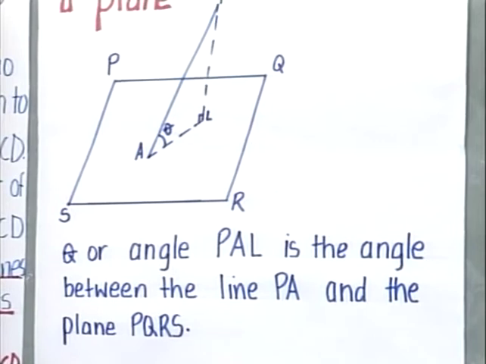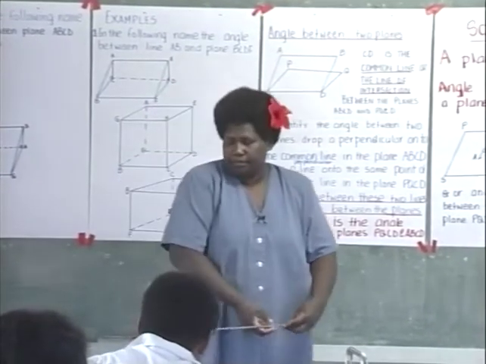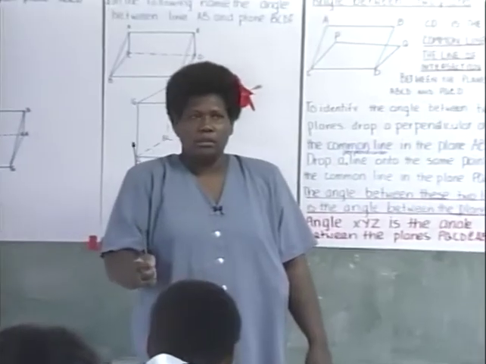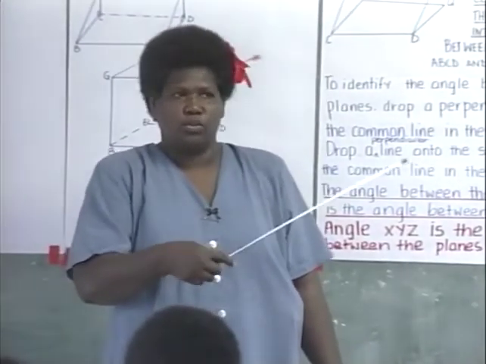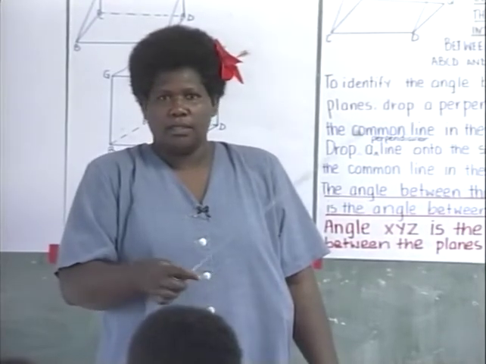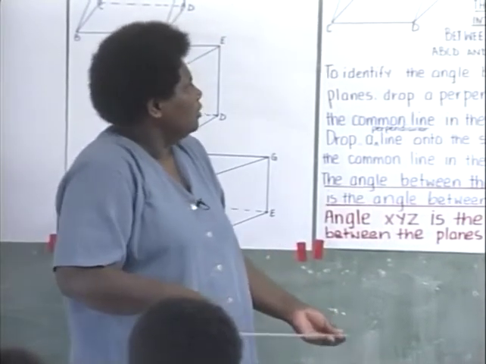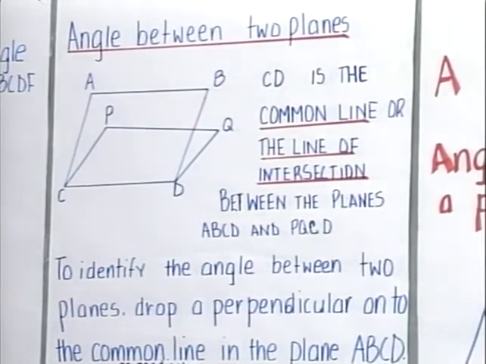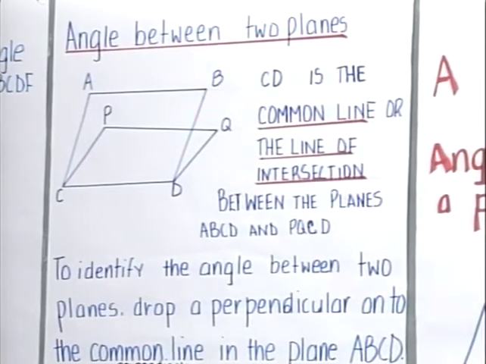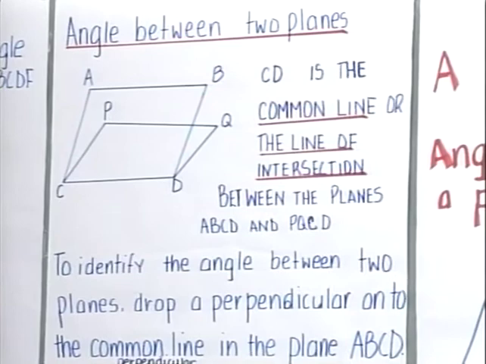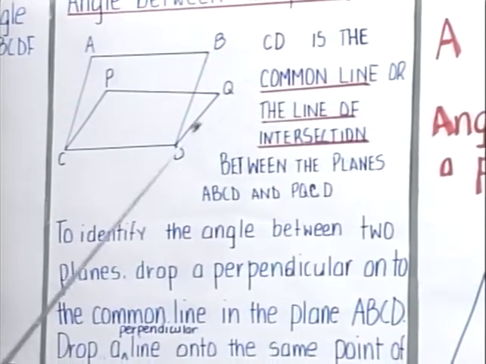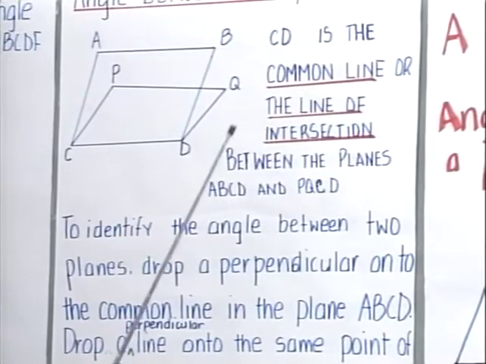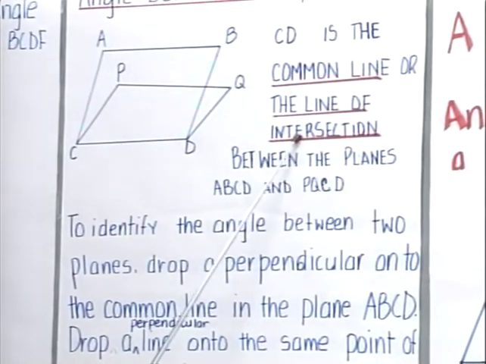Now, next thing, we have to know the angle between two planes. For instance, let's say the back wall and the side wall. Those are two planes. Now, I've drawn two planes on the board here. One is ABCD and the other is PQCD. Note here it says CD is the common line, or the line of intersection.